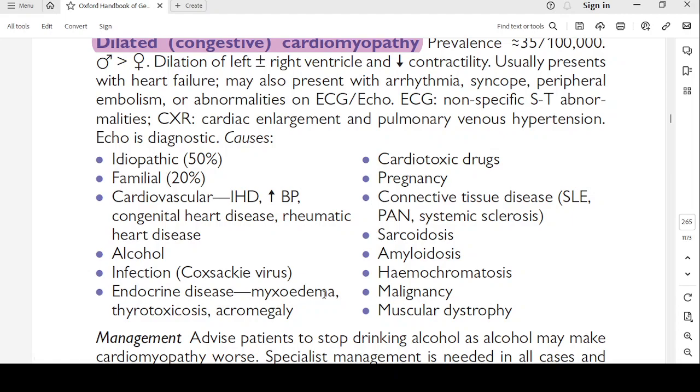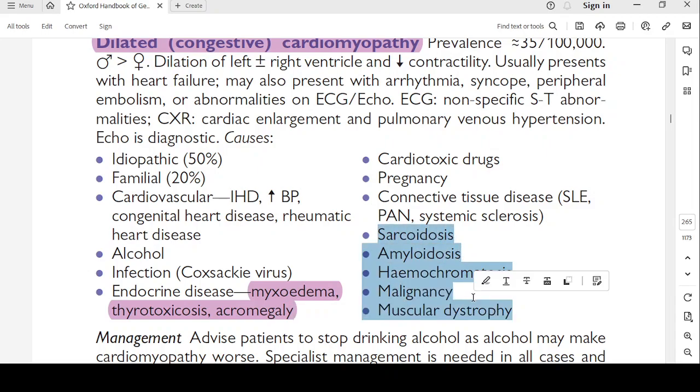endocrine diseases causing dilated cardiomyopathy are myxedema, thyrotoxicosis, acromegaly, cardiotoxic drugs, pregnancy, connective tissue diseases like SLE, polyarteritis nodosa, systemic sclerosis, sarcoidosis, amyloidosis, hemochromatosis, malignancy and muscular dystrophy.